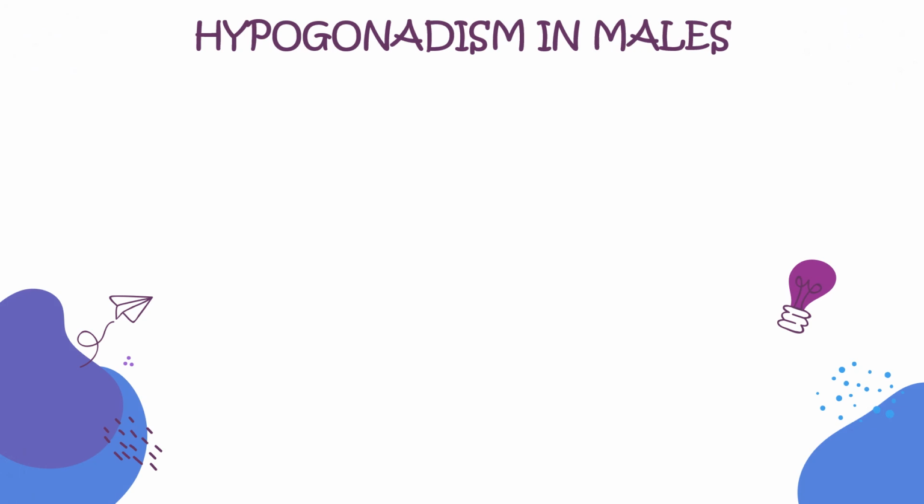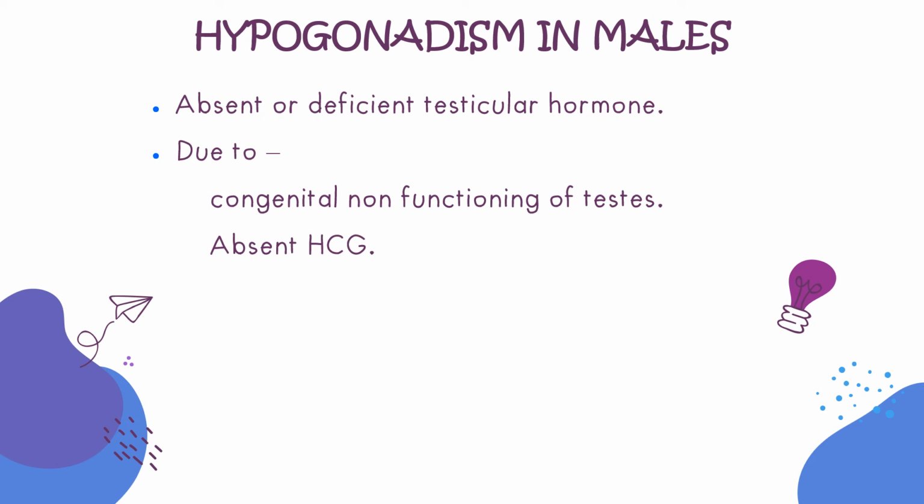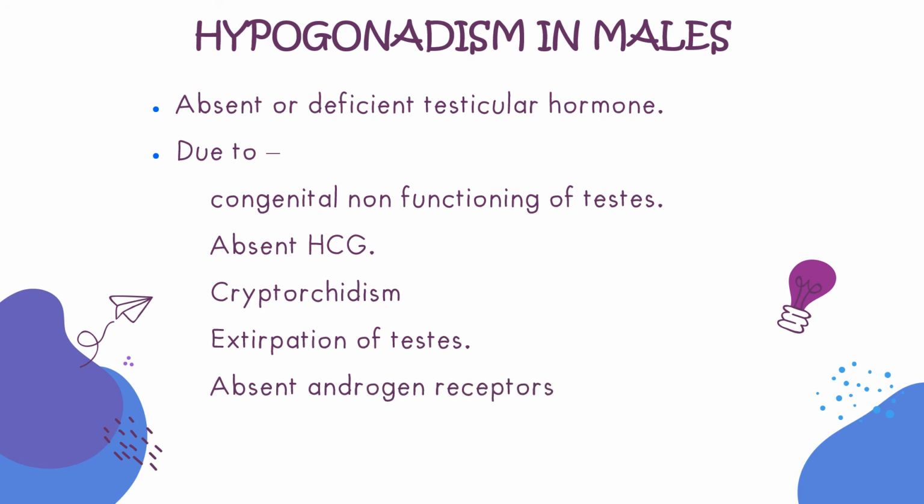Hypogonadism in males: absent or deficient testicular hormone due to congenital non-functioning of the testis, underdeveloped testis due to the absence of human chorionic gonadotropin hormone in fetal life, cryptorchidism, so the descent of the testis is affected, extirpation of the testis, and absence of androgen receptors in the testis.